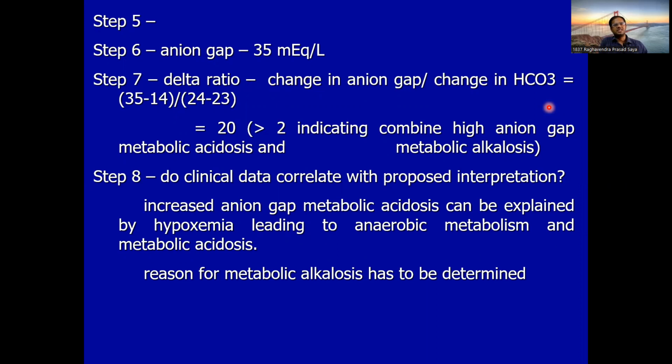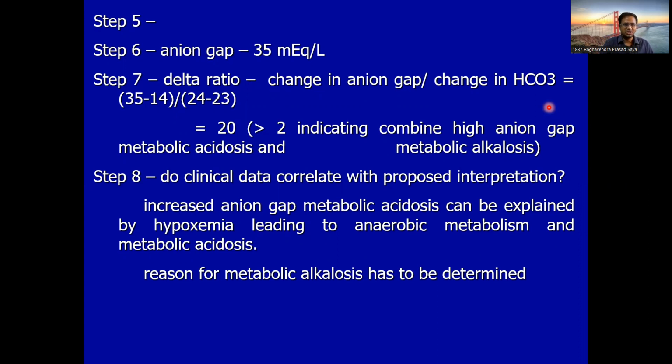Now coming to step 6, that is, what is the anion gap in this patient. The anion gap is sodium minus chloride plus bicarbonate. So the anion gap is 35 milliequivalents per liter. That means an increased anion gap is there in this patient. So the patient will mostly have an increased anion gap metabolic acidosis.